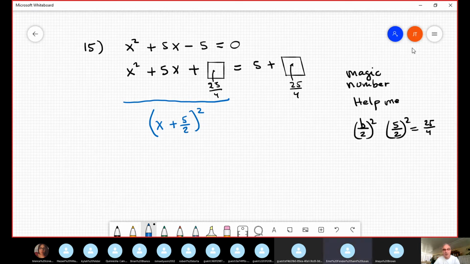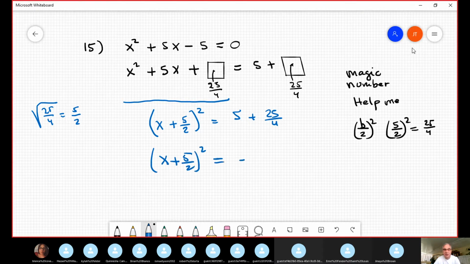Why? Because the square root of 25 over 4 is 5 over 2, no? Square root of 25 is 5, square root of 4 is 2. And the right hand side, when we have 5 plus 25 over 4, I condense this in only one common denominator, which is 4, obviously. 4 times 5 is 20, plus 25, no? Do you follow? 45 over 4.